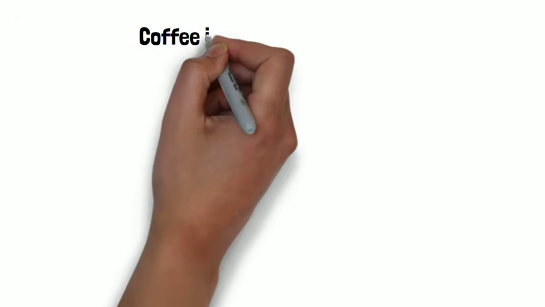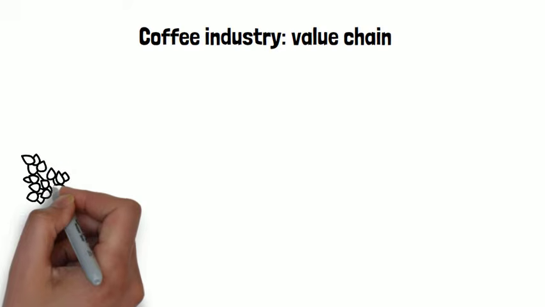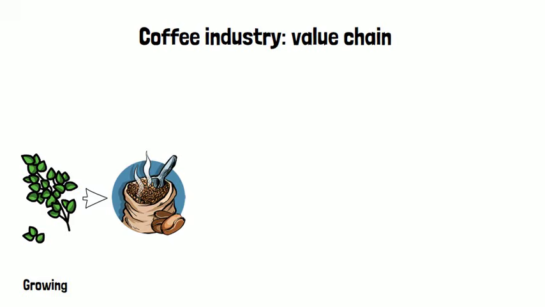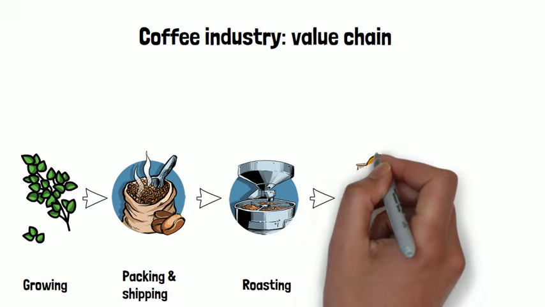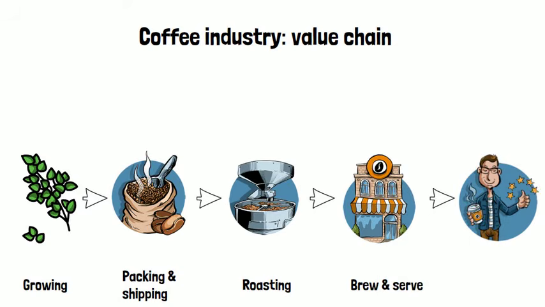Let's look at a simplified example of a value chain for the coffee industry. The process starts with farmers who grow coffee plants and harvest the beans. These are then packed and shipped before they are roasted in a roasting machine. Finally, the beans are used to make coffee, for example in a coffee shop where it is served to customers.